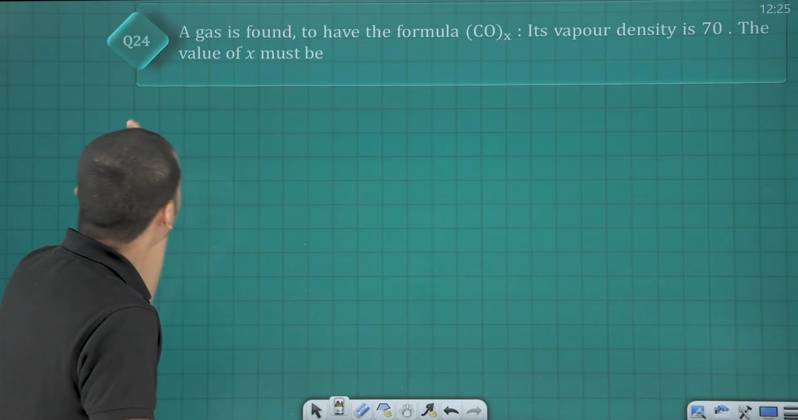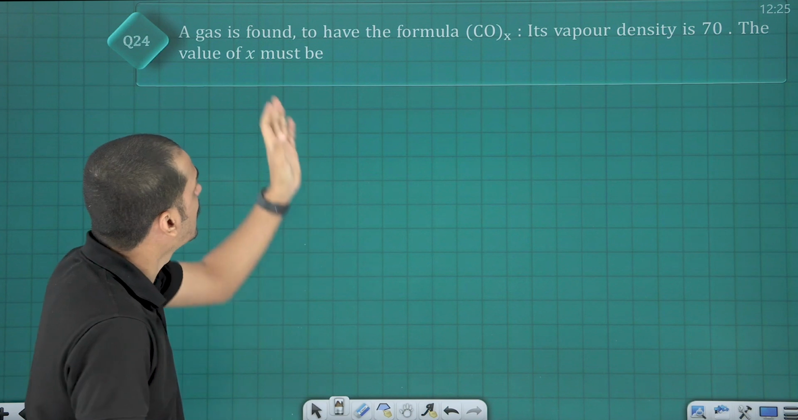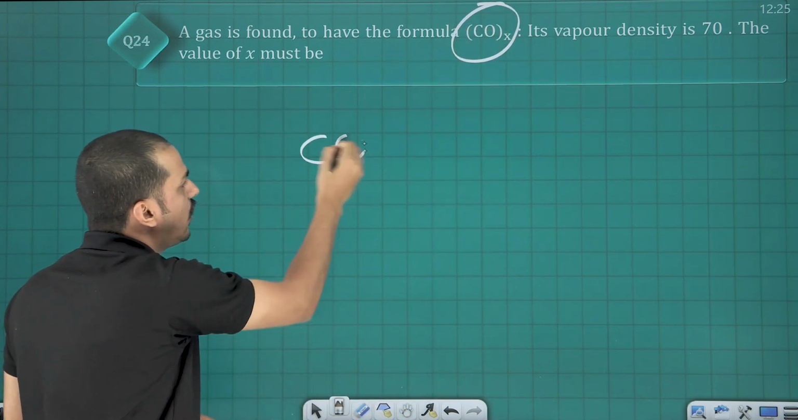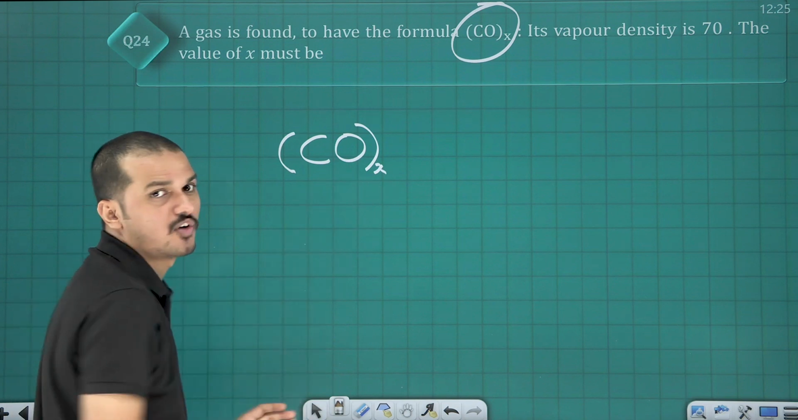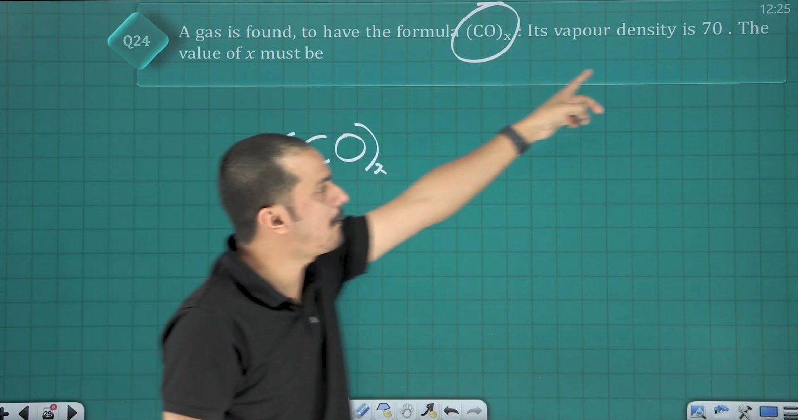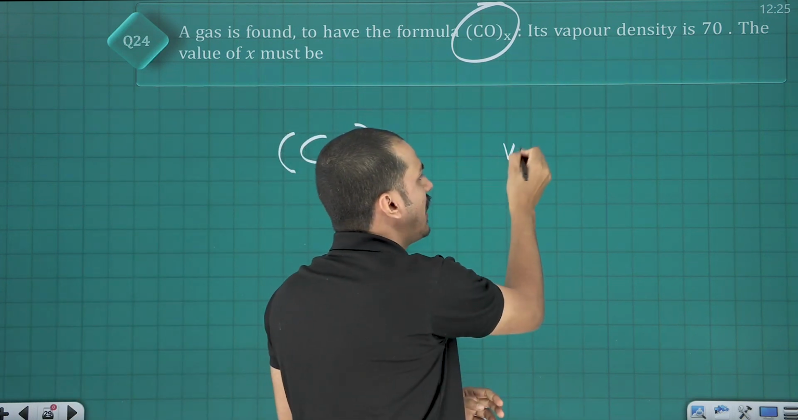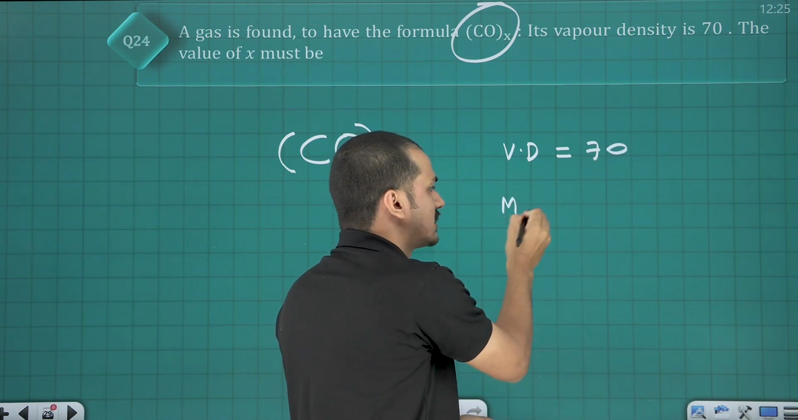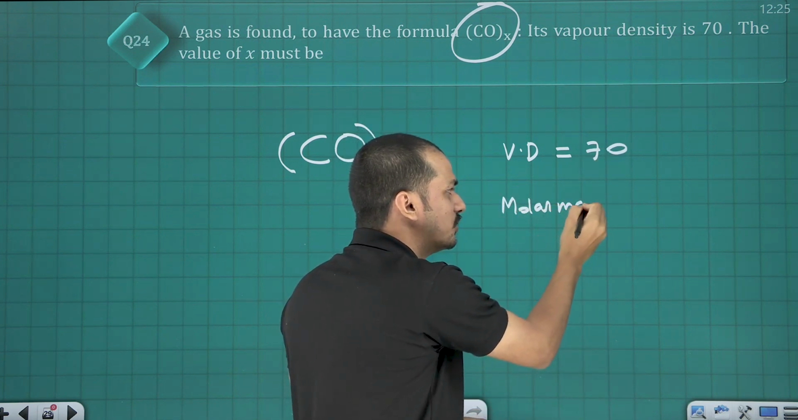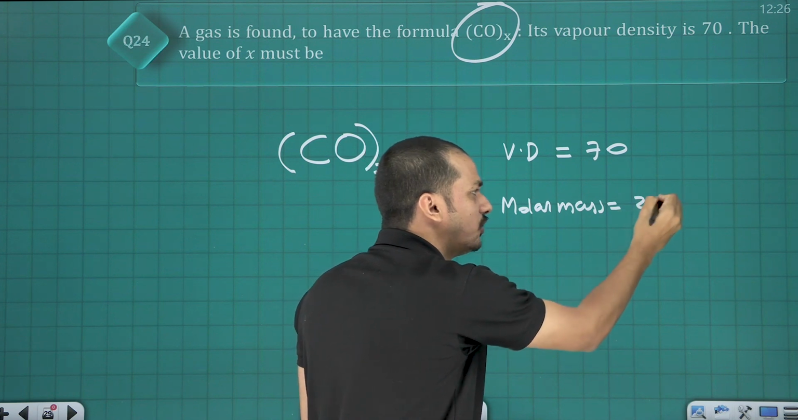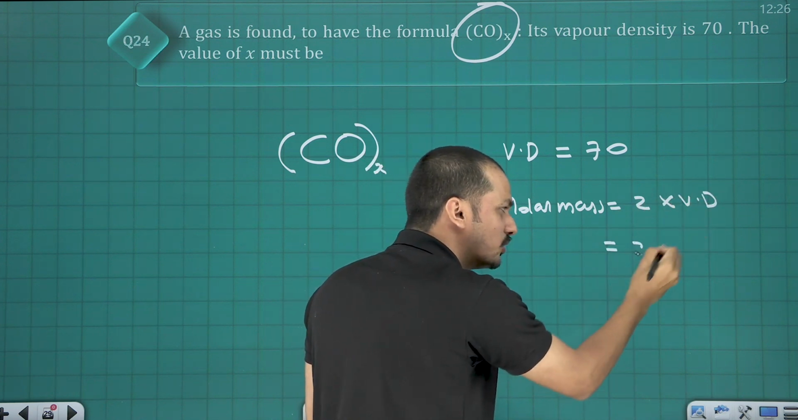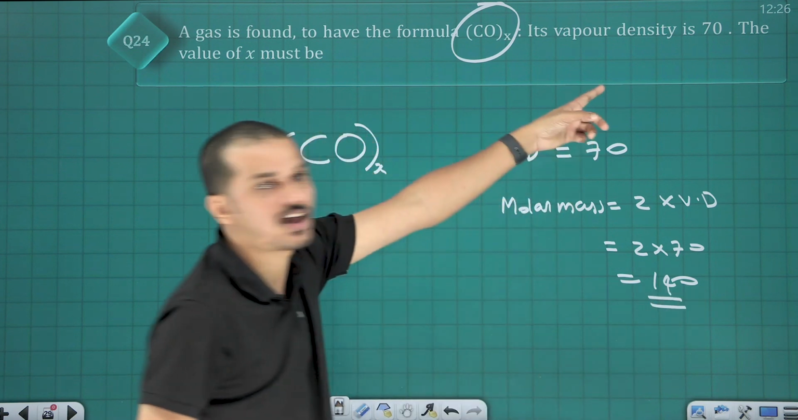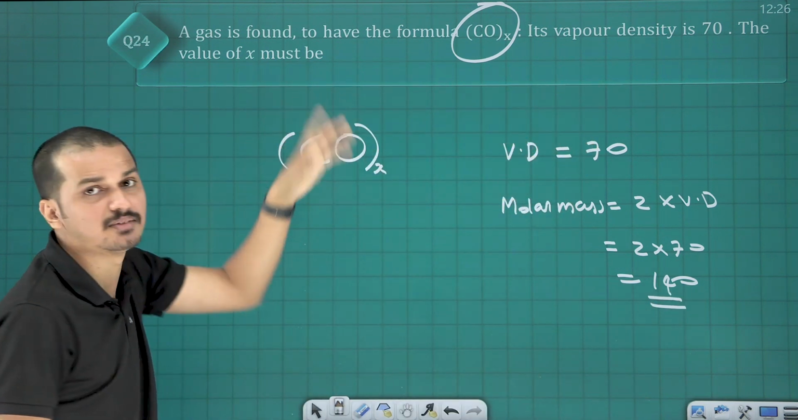Question number 24. A gas is found to have formula COx. Its vapor density is 70. Vapor density 70 means, what's the molar mass? I already told you, molar mass equals 2 into vapor density. That means 2 into 70, that means 140. Now they are asking what the value of x must be.